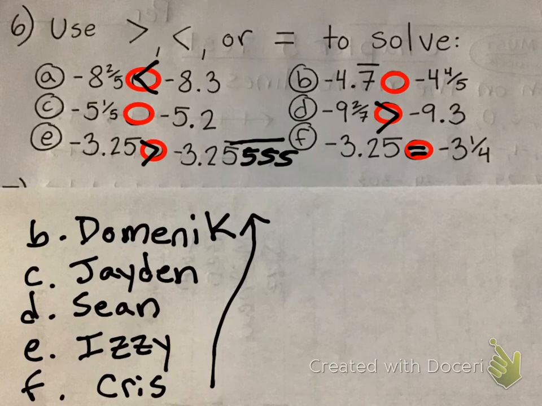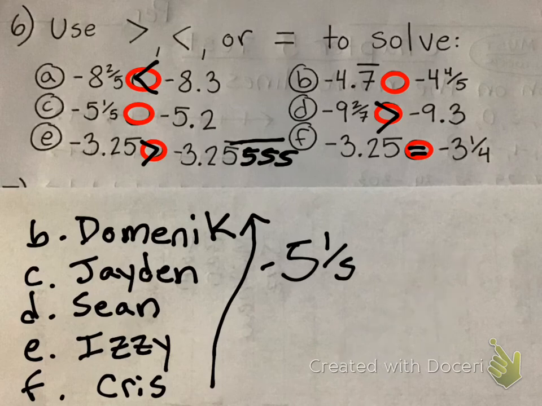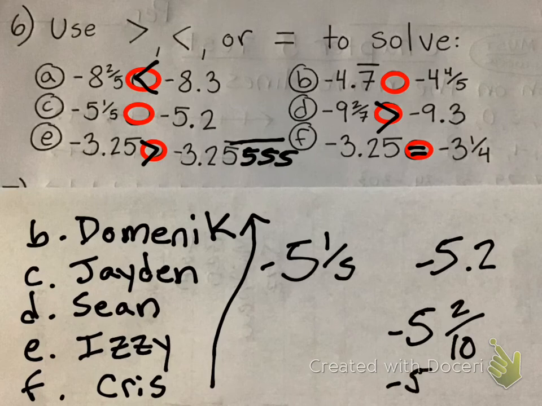Caesar. Because making 5 1/5 into a decimal would be 5.2. Excellent. It matches. We would get 5.2. Again, if we made the negative 5.2 into a fraction, we get negative 5 2/10, which simplifies to negative 5 1/5. So these two are equal.